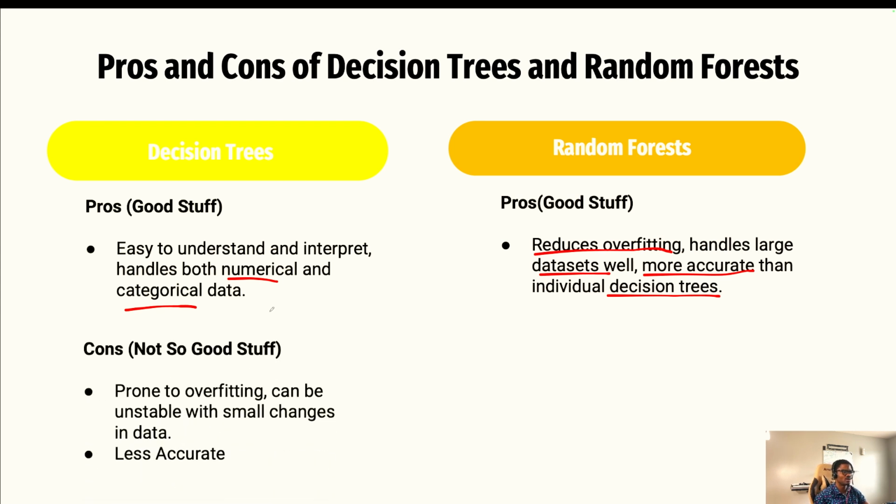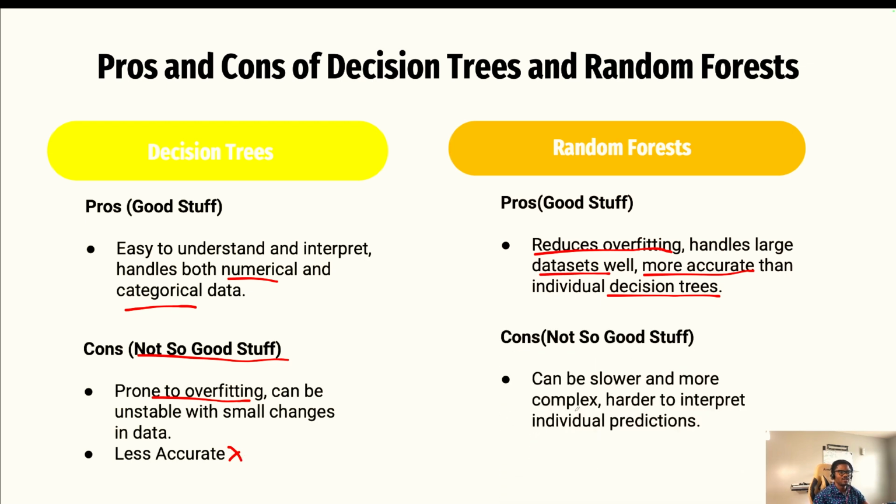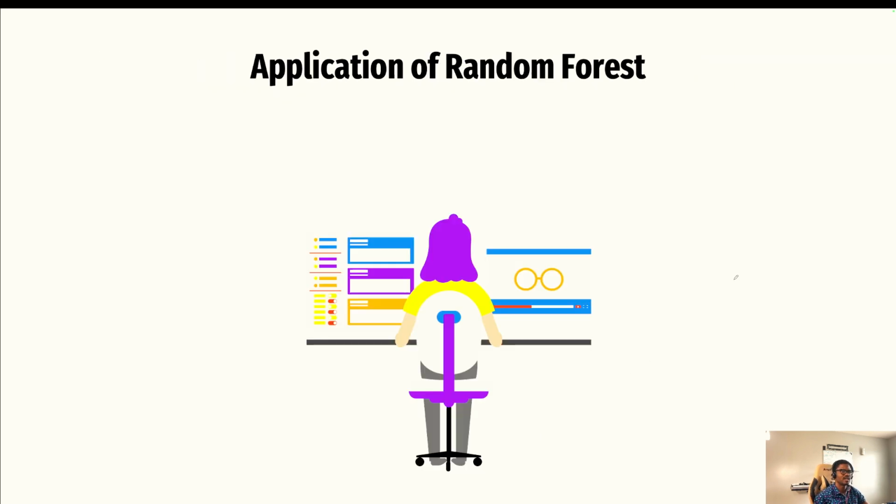So what are the not so good points of decision tree? It's prone to overfitting, can be unstable, right? And it is less accurate, which is not so good. The cons of random forest are that it can be slower if you have a slow system, and it is much more complex. It is harder to interpret individual predictions, right? But even with all of this, it is still accurate, okay?